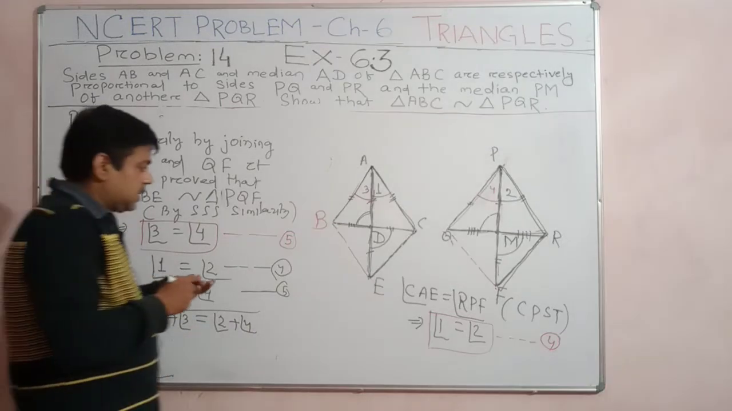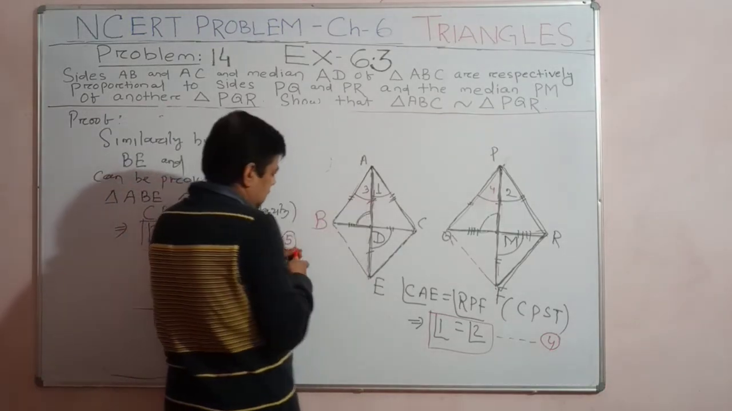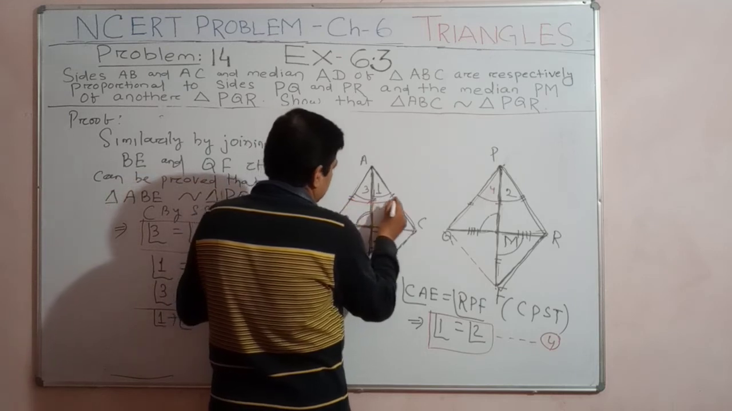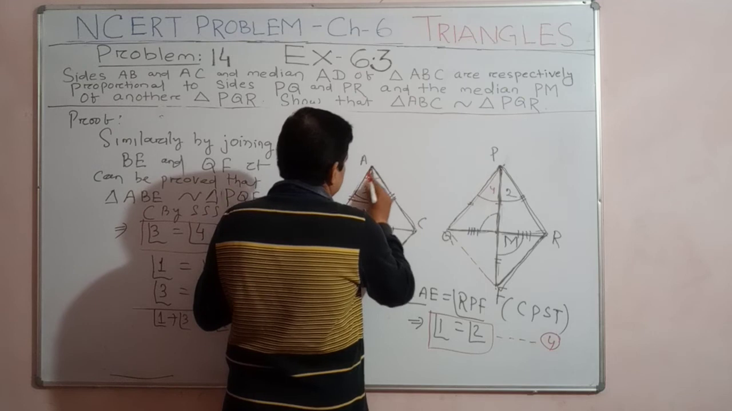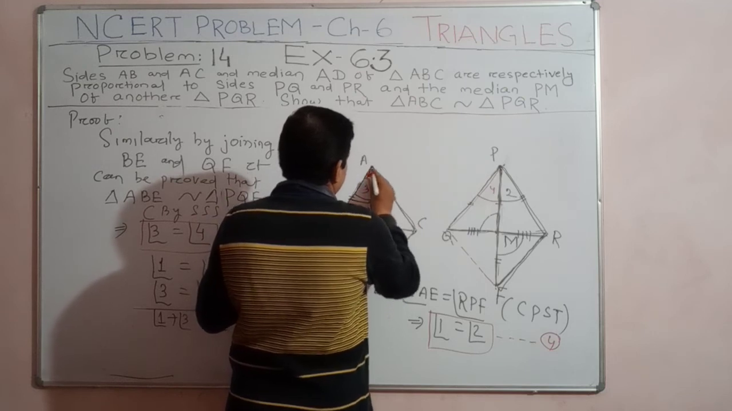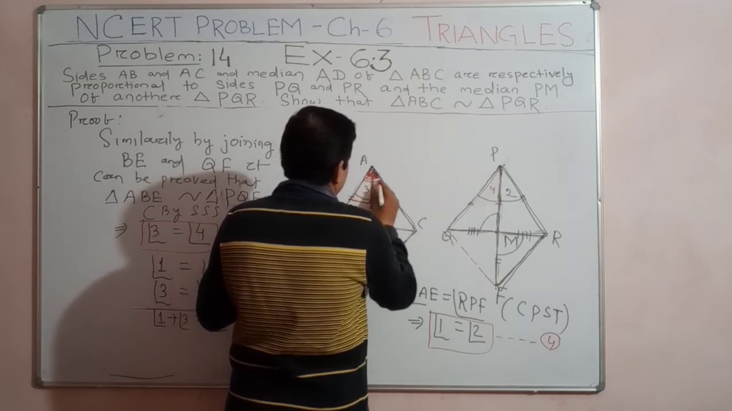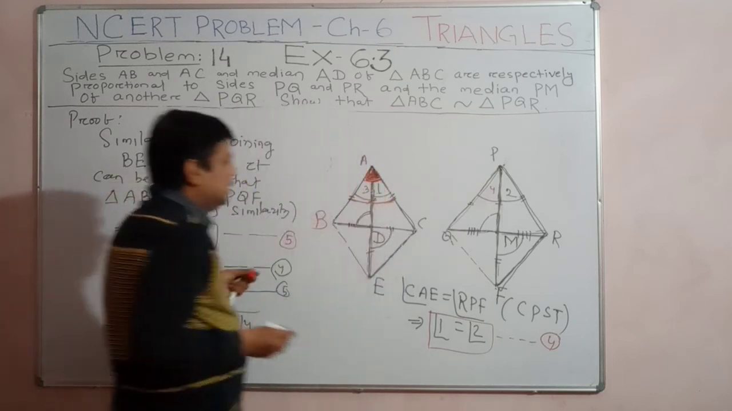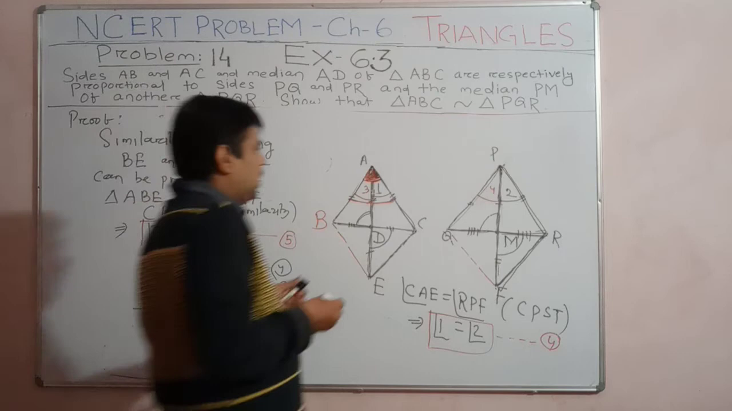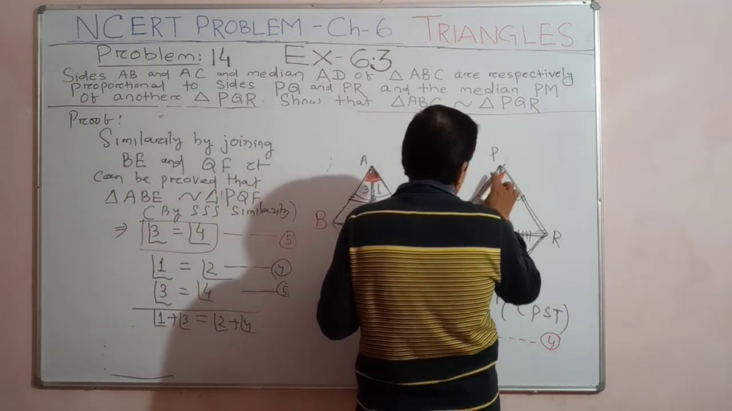And angle 1 plus angle 3 means which angle? We can get angle A, yes or no? Total angle we will get. Look at here. Is it clear? Similarly, angle 2 plus angle 4, we can get which angle?